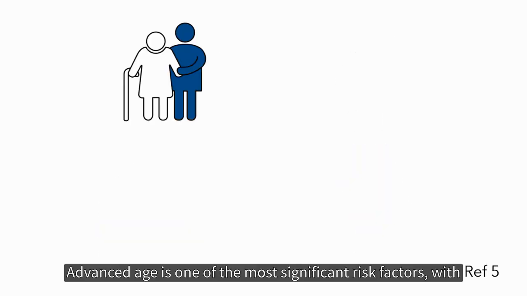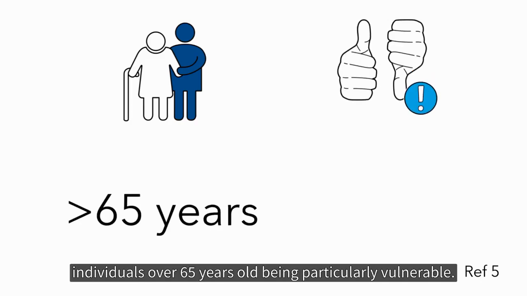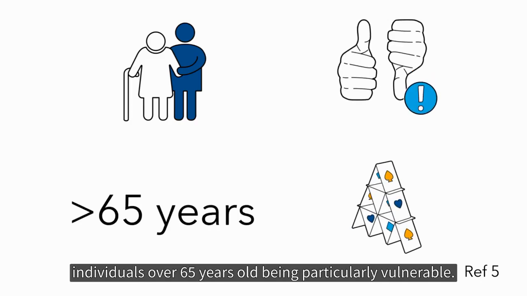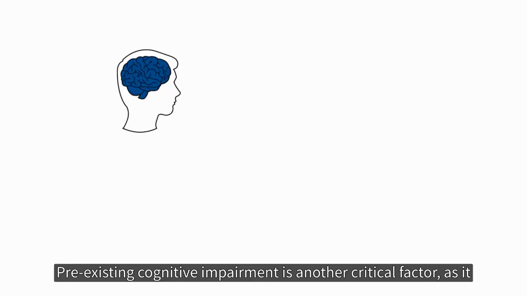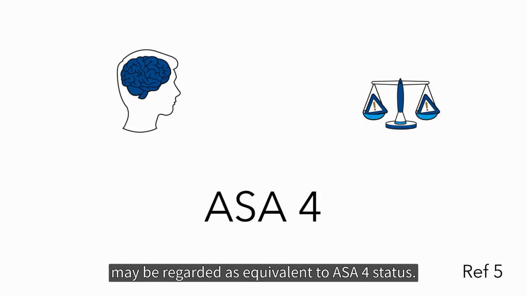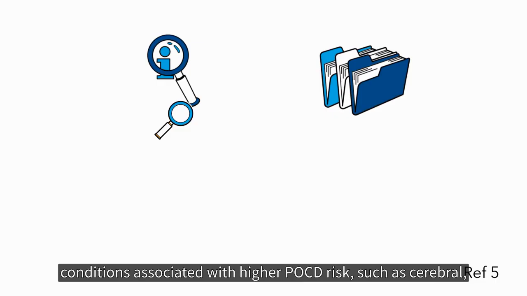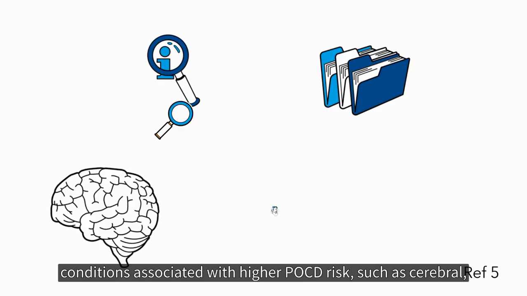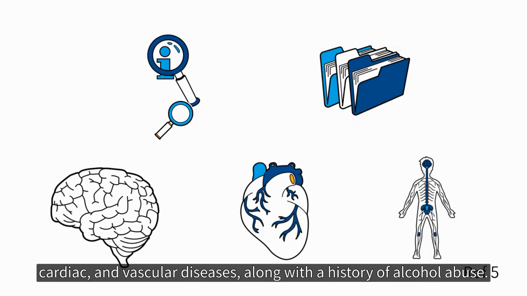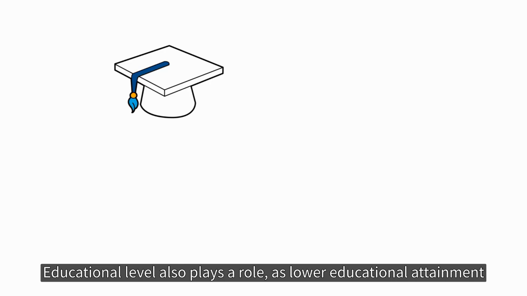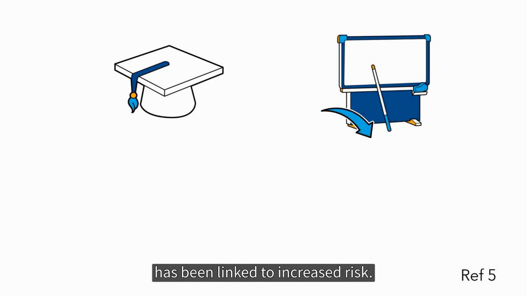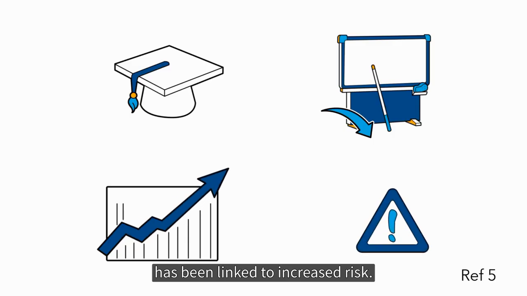Advanced age is one of the most significant risk factors, with individuals over 65 years old being particularly vulnerable. Pre-existing cognitive impairment is another critical factor, as it may be regarded as equivalent to ASA4 status. A thorough review of medical history is essential, looking for conditions associated with higher POCD risk, such as cerebral, cardiac, and vascular diseases, along with a history of alcohol abuse. Educational level also plays a role, as lower educational attainment has been linked to increased risk.